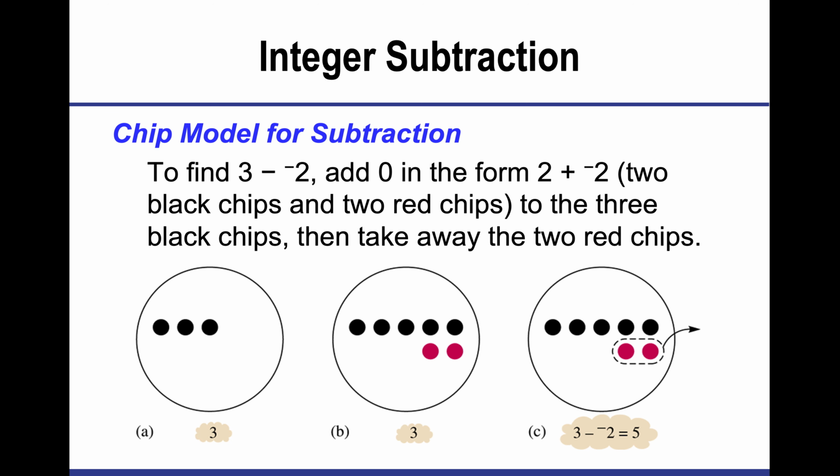Now, the chip model can also be used for subtraction. I can do the exact same thing where I'm lining them up and neutralizing them, and then I'm able to group them together. So if I'm looking at 3, that would be 3 black dots. If I'm looking at 3 minus -2, that would be 2 red dots because I have -2.